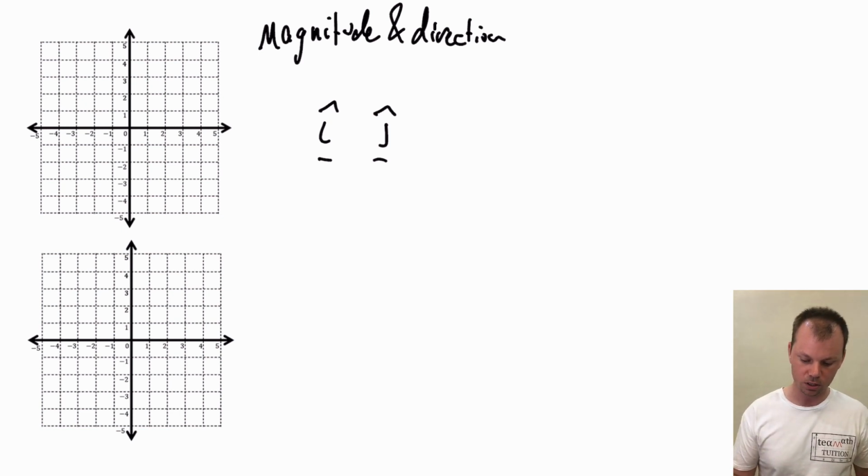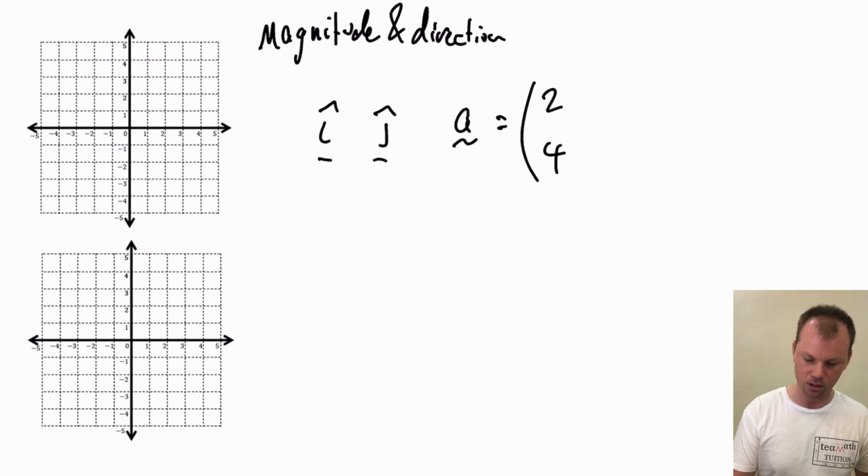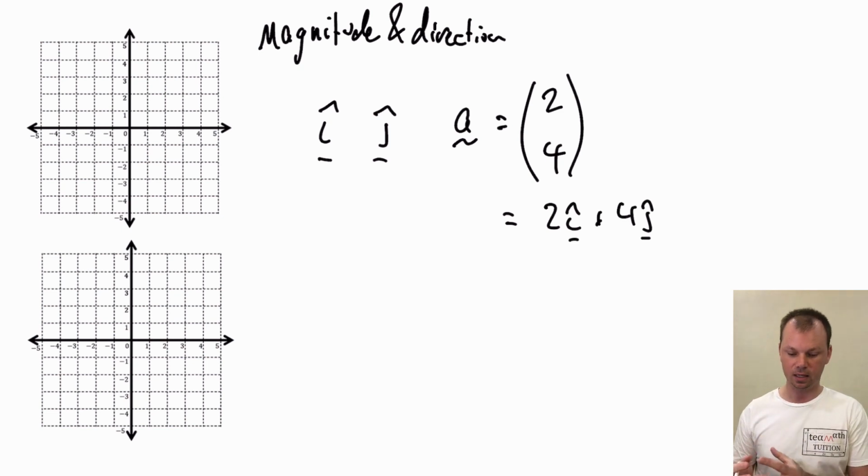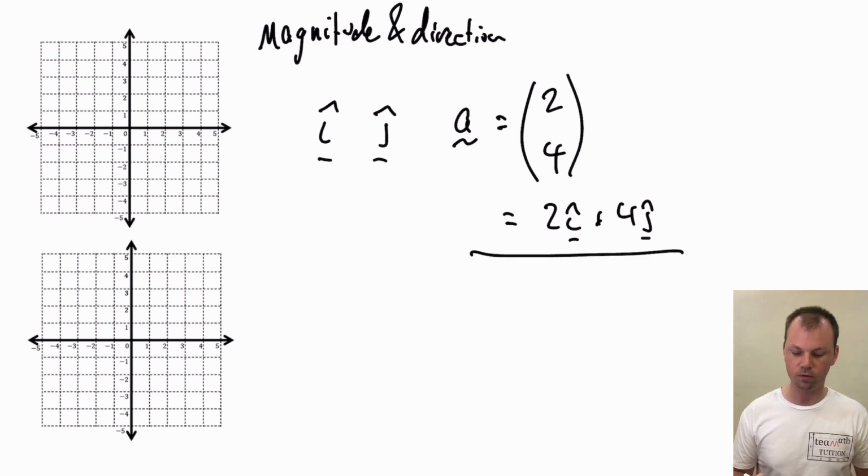So if I was to choose a vector, and we say it is 2 in the i direction and 4 in the j direction. This vector in its component form encodes information about how long the vector is and also what direction it's pointing in. So today we're going to look at calculating those two things.